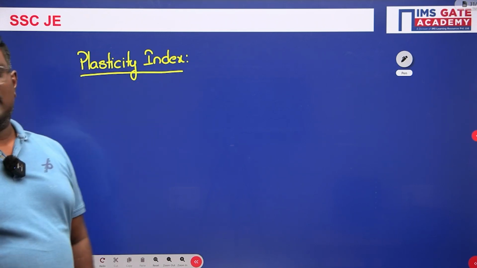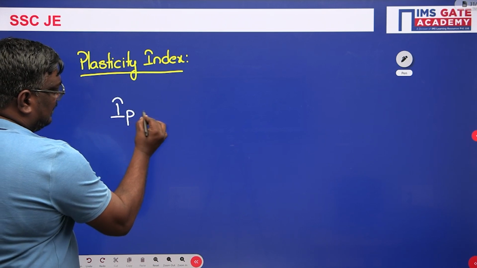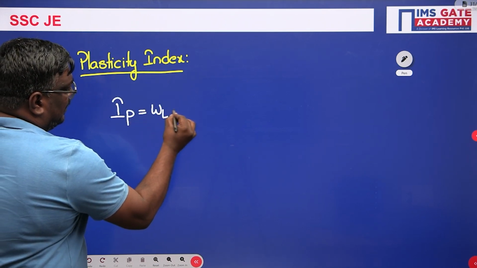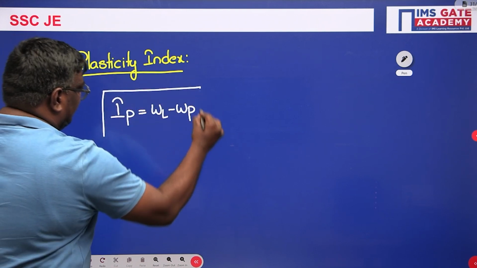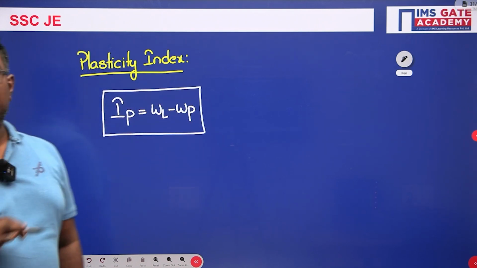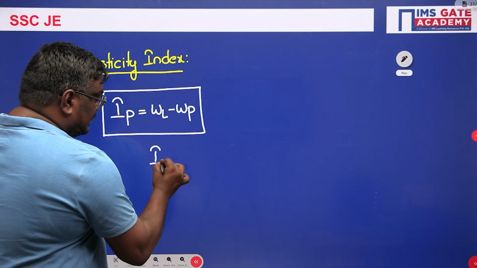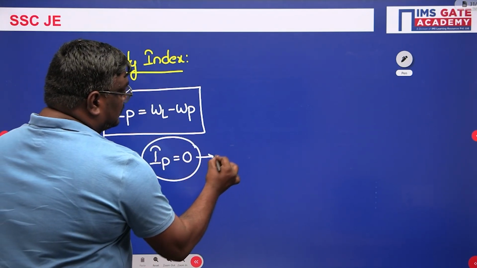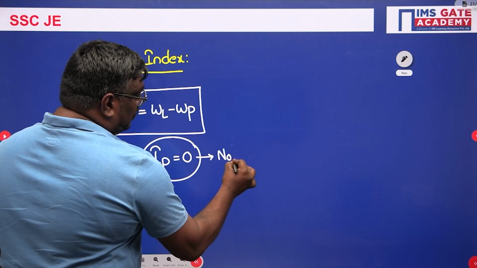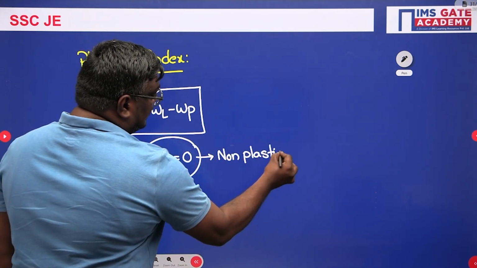Suppose they ask you what plasticity index is: it is defined as the difference between liquid limit and plastic limit. Now, my dear students, if the plasticity index is equal to 0, then we call it non-plastic soil. If it is equal to 0, we can say it is non-plastic, okay?